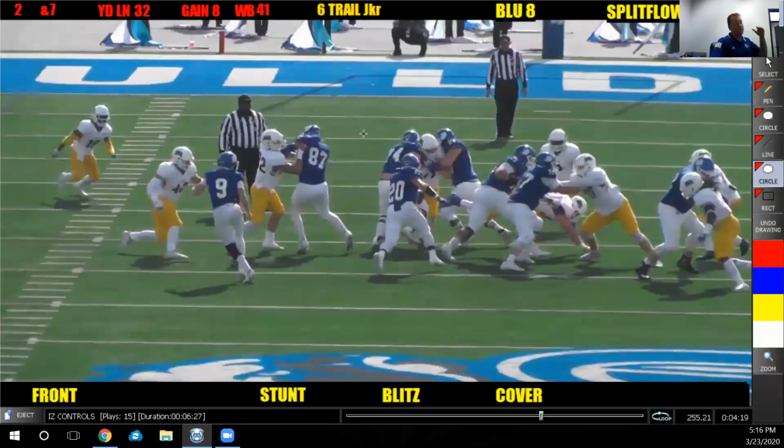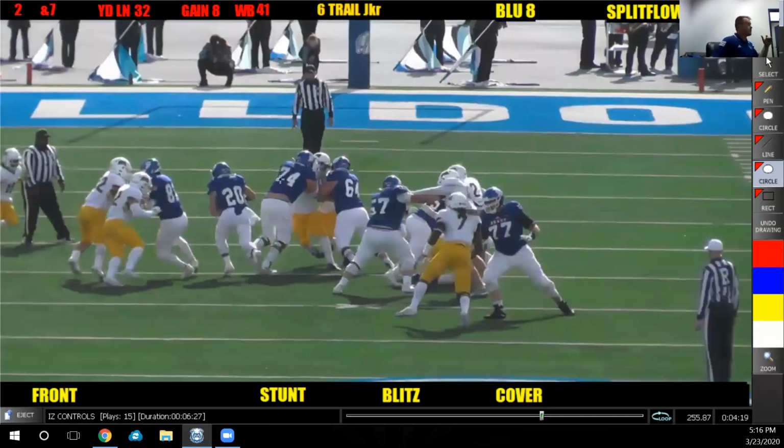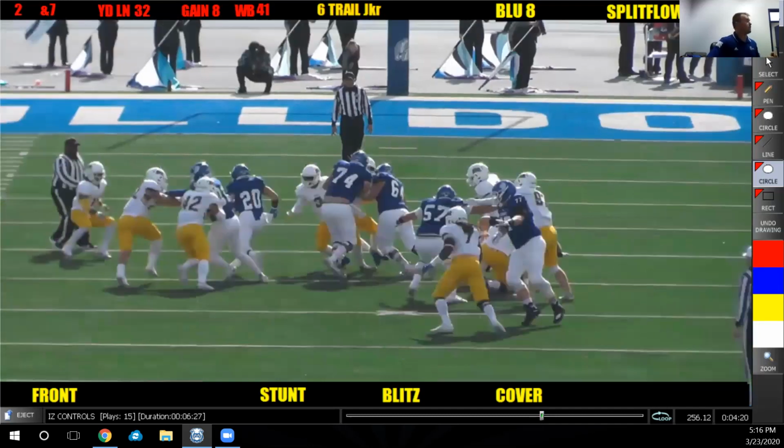And again, that's something that you and your staff in the box can then check and see, hey, how are they reacting to this? Is it what we saw on film? Are they even following the jet sweep anymore? If they're not, then hand the sweep off and have him run for a bunch of yards.